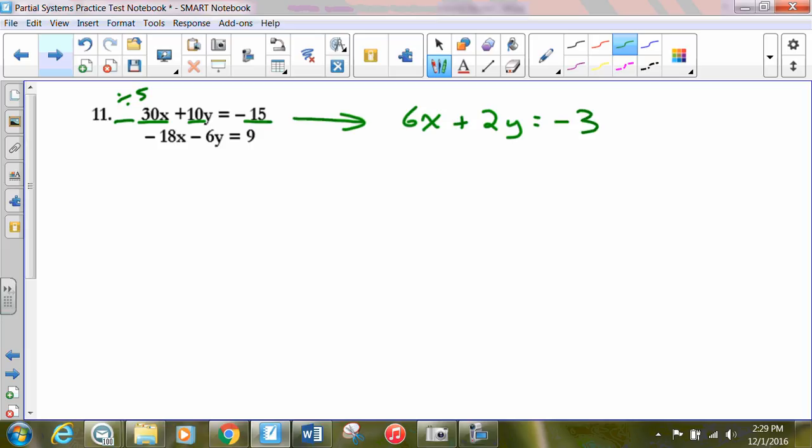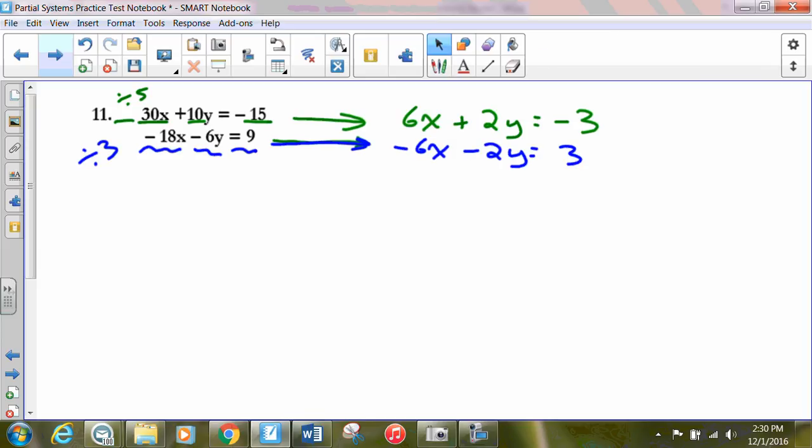And then I'm going to do the same thing over here. I see that 3 goes into all 3 of those terms, so I'm going to divide every term by 3. Negative 18x divided by 3 is negative 6x. Negative 6y divided by 3 is negative 2y, and 9 divided by 3 is 3.